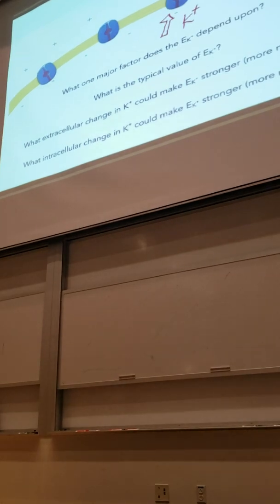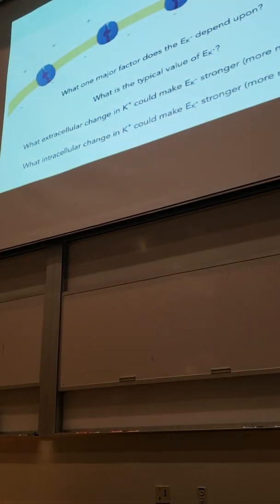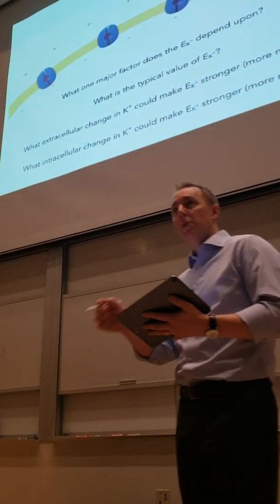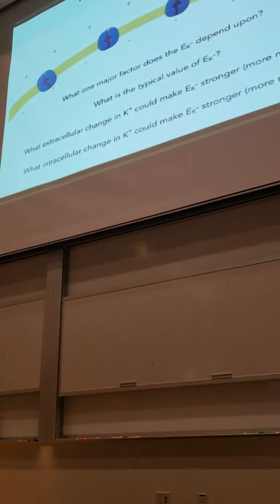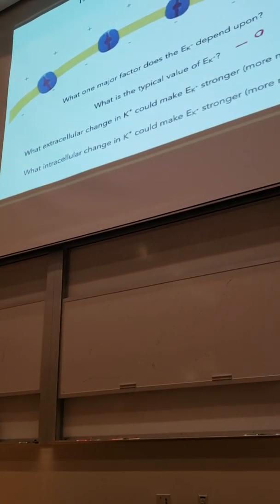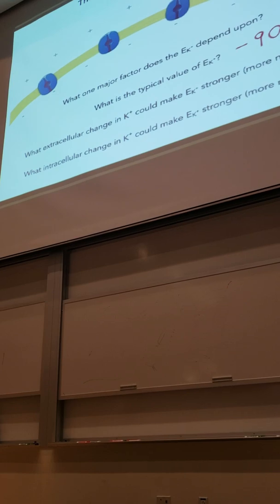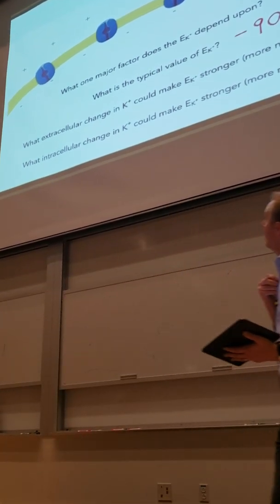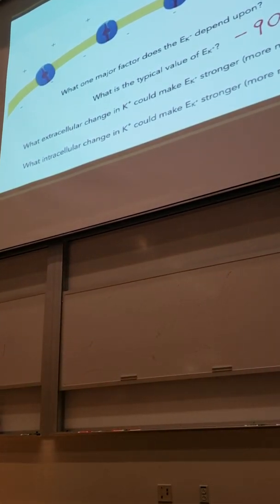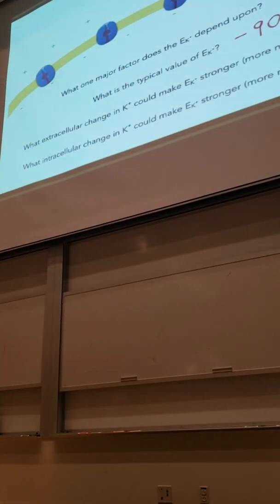Okay? All right, anybody know what the typical value of the equilibrium potential of potassium is? -90. Yeah, -90. Commit that to your brains somewhere. Minus 90 millivolts is the typical value, and that's based on typical values of intracellular potassium and extracellular potassium.